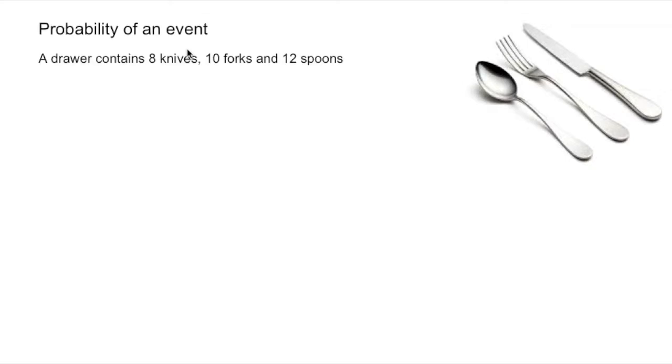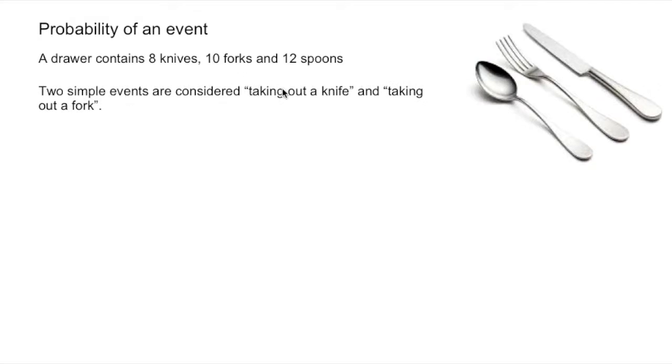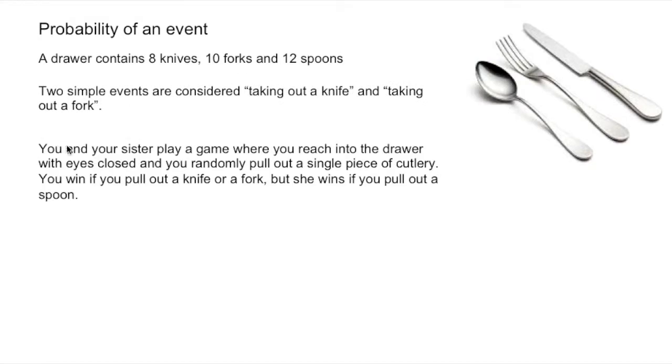The probability of an event. Let's look at an example. A drawer contains 8 knives, 10 forks, and 12 spoons. Two simple events are considered: taking out a knife and taking out a fork. So you and your sister are playing a game where you reach into the drawer with your eyes closed and you randomly pull out a single piece of cutlery. You win if you pull out a knife or a fork, but she wins if you pull out a spoon. What's the probability of you winning?